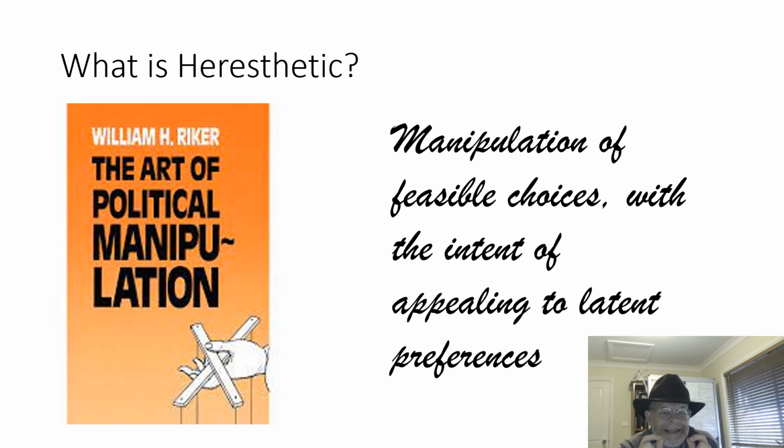It's all about changing and manipulating the feasible choices that people can choose from, with the intent of appealing to latent preferences, to things that they already want that they may not know they want or may not wish to say they want. So a really good example of this, remember the John Howard federal election campaign that suddenly became all about illegal immigrants? That was a heresthetic move. It targeted our latent prejudices against illegal immigrants, and people responded accordingly by voting for him when previously it looked like he could have lost that particular election.